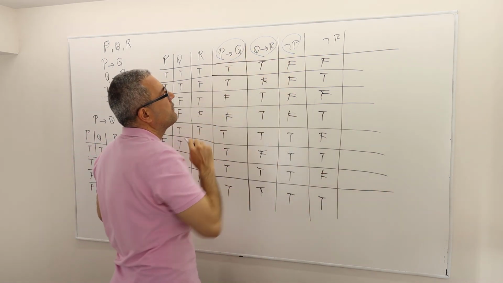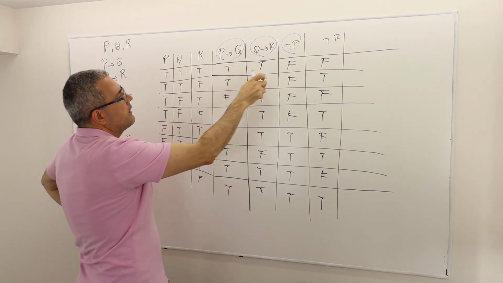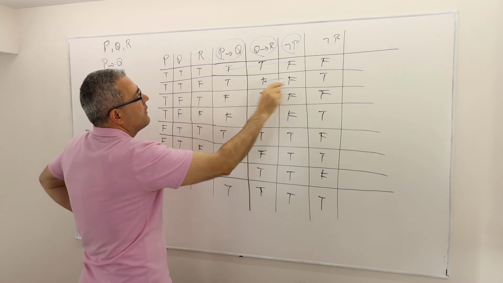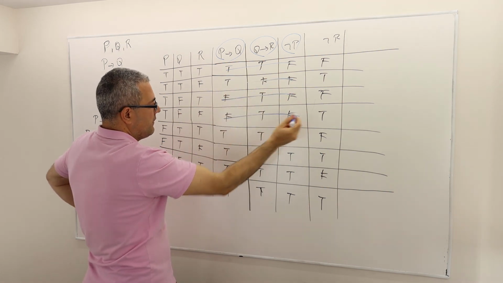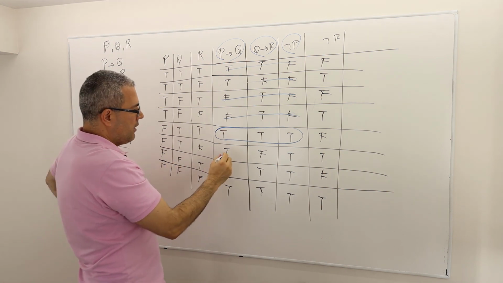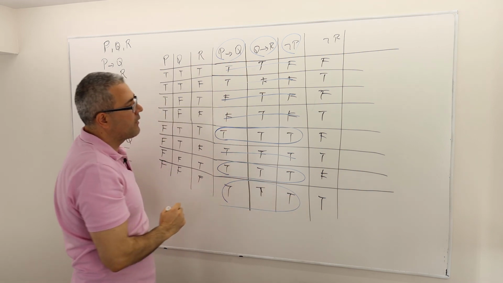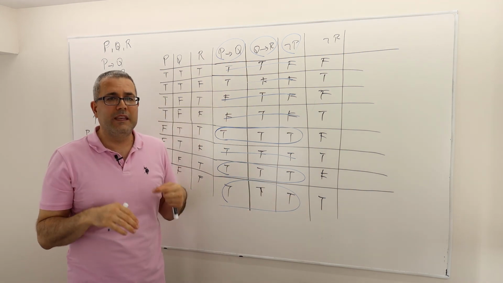Then I am going to look at the rows where all three premises, premise 1, premise 2, premise 3, are true. Clearly this is not one case, this is not a case, this is not. This is one case where all my premises are true. This is not, this is another case, and this is another case. All right, so I have three cases.